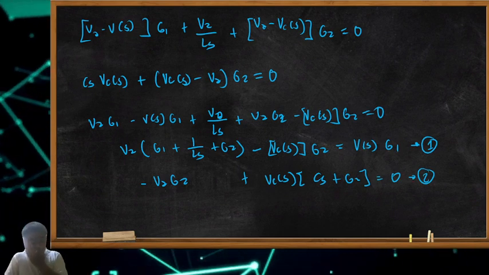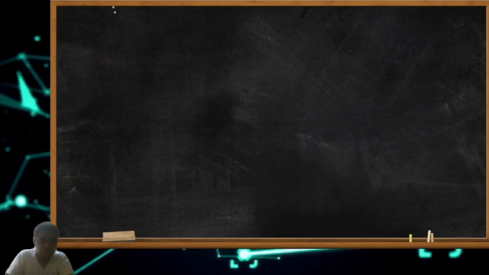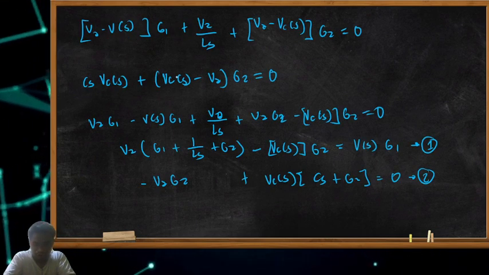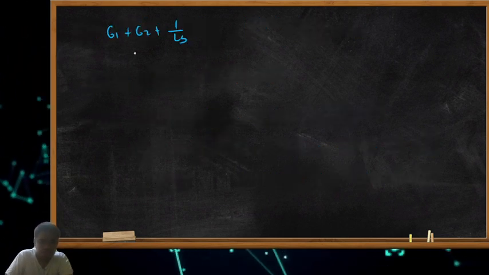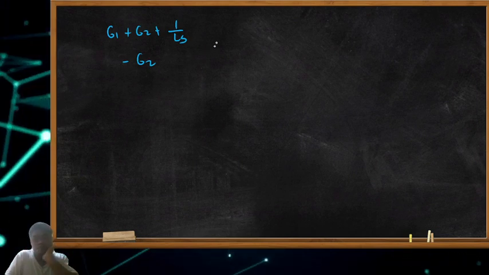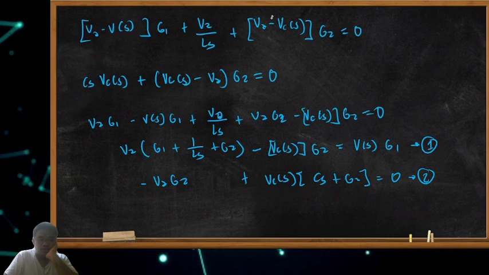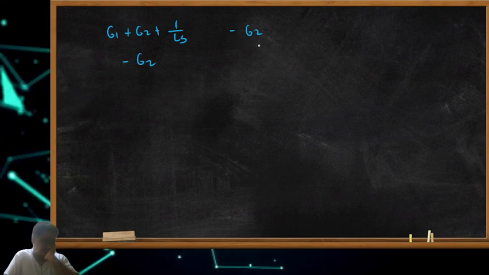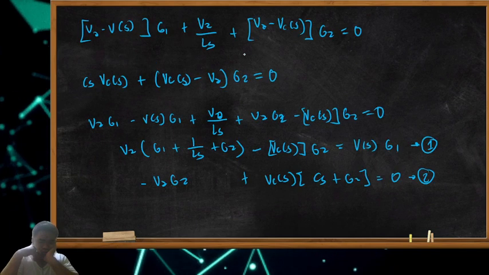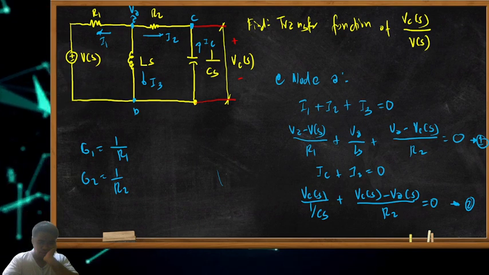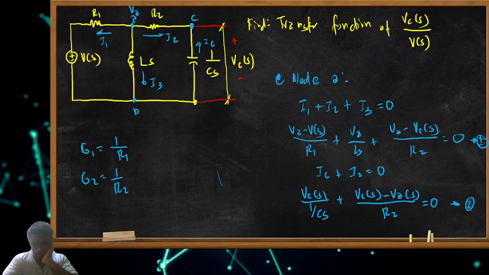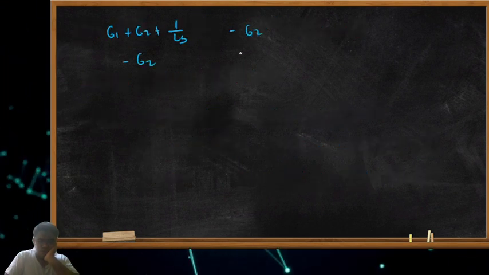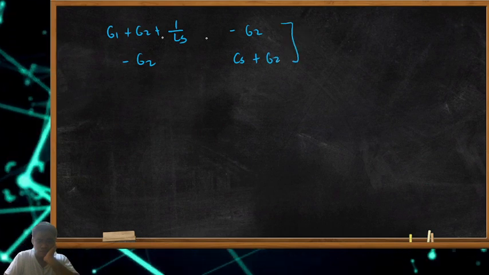So for this one, we are going to create our matrix. The coefficients of VA: we have here G1 plus G2 plus 1 over LS. That is for equation 1. For equation 2, that will be negative G2. Then for the coefficient of VC of S in equation 1, that will be negative G2. Then for the second equation, this will be C of S plus G2.